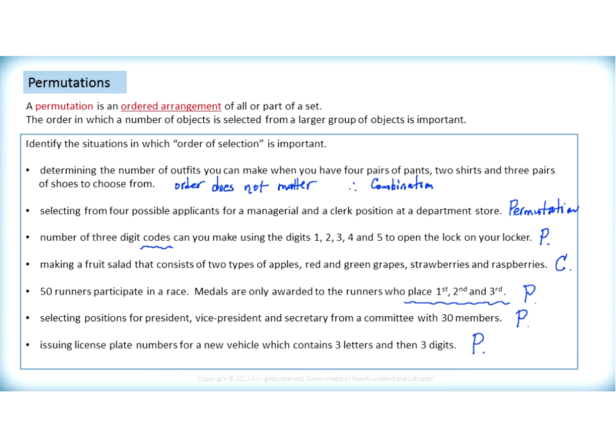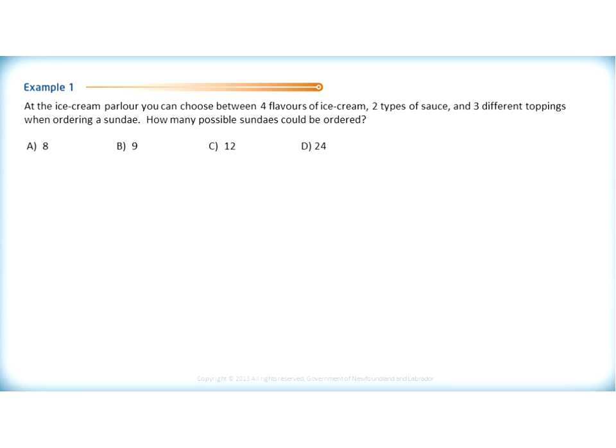So it is important to be able to distinguish when to use a permutation and when to use a combination. And we will provide you with some more situations later throughout this unit in which you can identify and distinguish between permutations and combinations. Let's look at some examples.